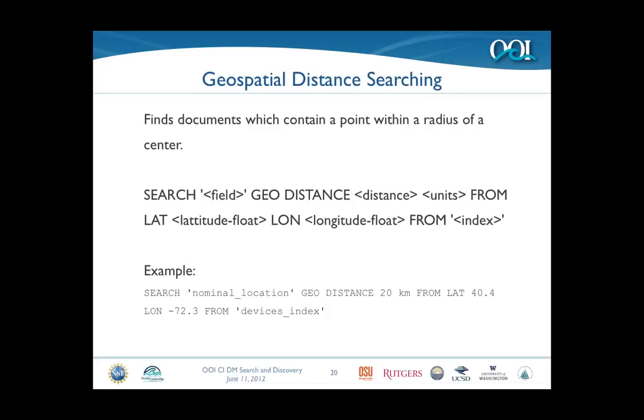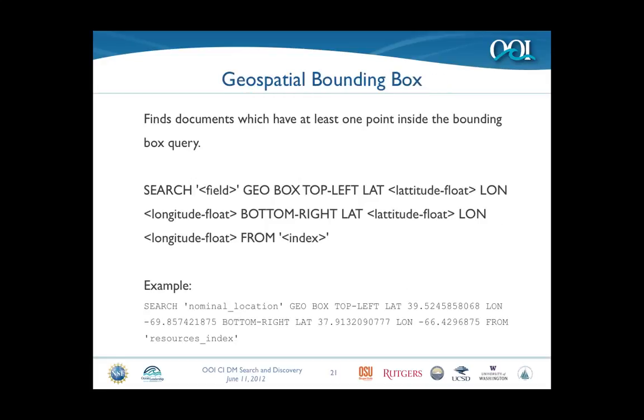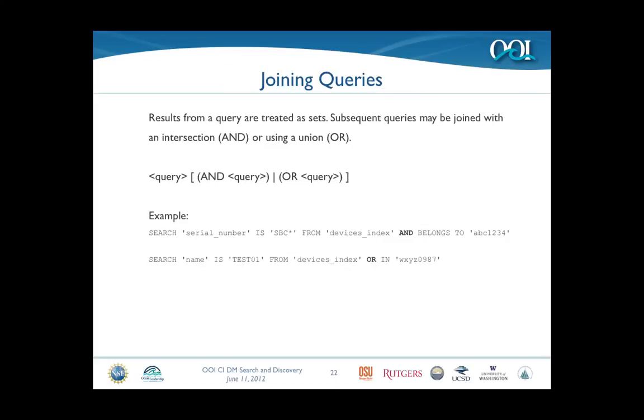Geospatial distance searching. So search field geodistance, the distance, space, the units from, a lat, long, and then the index. Bounding box, very similar. Search field geo box, top left lat lon, bottom right lat lon from index.